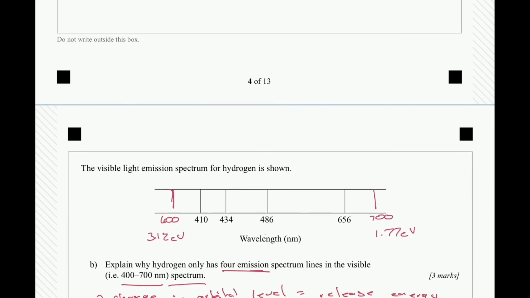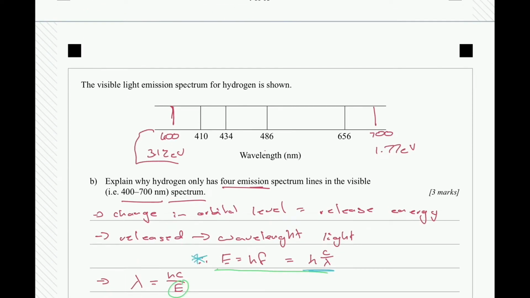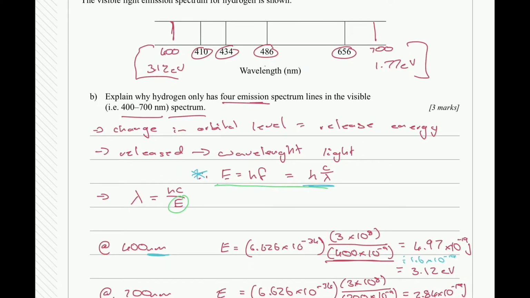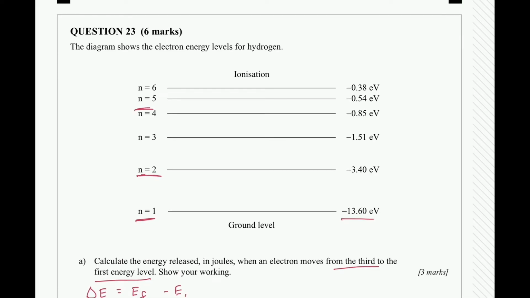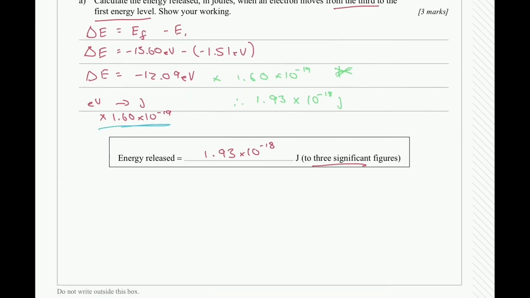I've put down my range in eVs, and we can see we've got a point here, point here, point here, point here. Another way to go through this problem would be using this equation and figuring out what each individual one corresponds to. But I like figuring out the range from 3.12 electron volts to 1.77 electron volts, and then I can just look at the energy levels here. I can make my decision.